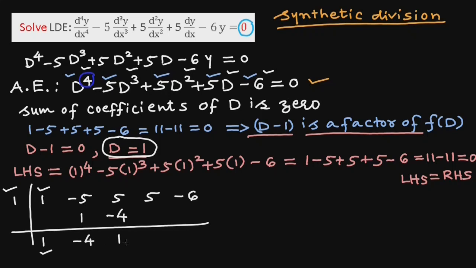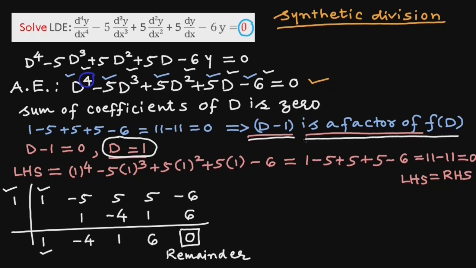This 1 into this 1 is 1. 5 plus 1 is 6. 6 into 1 is 6. Minus 6 plus 6 is 0. This 0 here represents the remainder of this synthetic division, and since the remainder is 0, it implies that d minus 1 is a factor of this polynomial f(d).